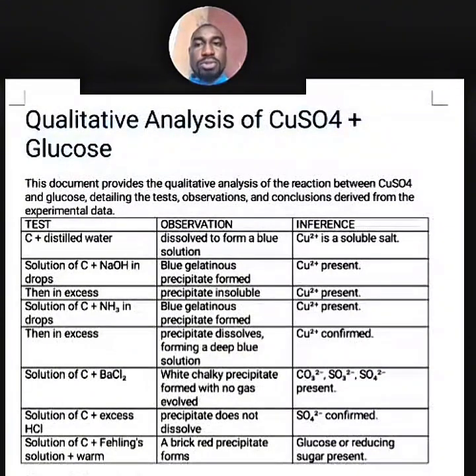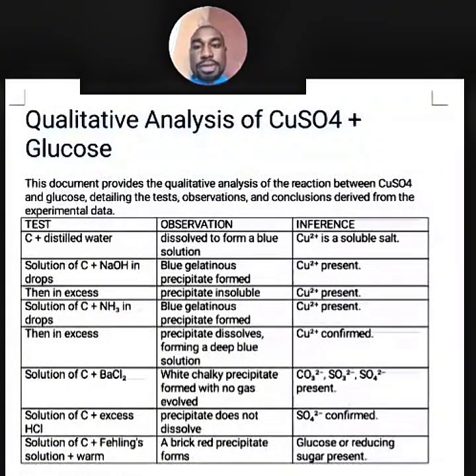When you mix sample C with distilled water, the observation will be what? It dissolved to form a blue solution. And you know that the blue coloration is caused by copper. So if sample C dissolves, you know that the salt is soluble, or copper 2 ion is soluble. Remember, it is copper 2 ion that causes the blue coloration.